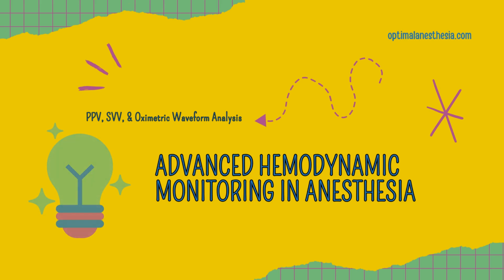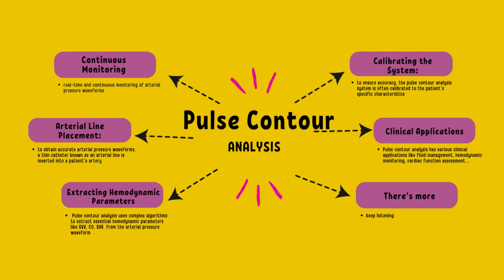In today's episode, we're diving into the world of advanced hemodynamic monitoring in anesthesia. We'll explore how anesthesiologists calculate pulse pressure variation, PPV, stroke volume variation, SVV, and interpret oximetric waveform analysis. These techniques are vital for ensuring patient safety and optimizing surgical outcomes. To kick things off, let's talk about pulse contour analysis. Don't worry, we're going to make this complex-sounding concept not only understandable but also intriguing.